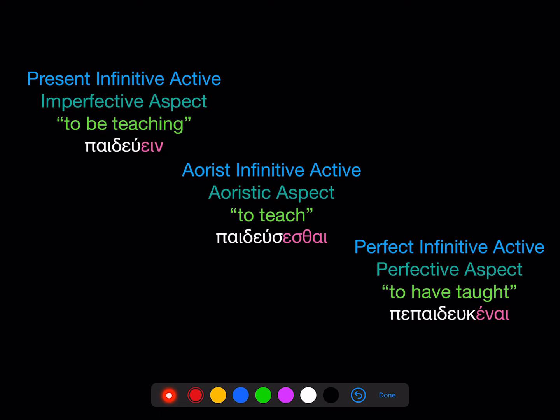All right, let's compare three of the infinitives that we know. First, the present infinitive active, which always has imperfective aspect. So we'll translate it to be teaching, paideuein. The aorist infinitive active, which has aoristic aspect, we'll translate it to teach. And so paideusai, which has no augment, remember, because aorist infinitives and aorist imperatives don't have past time, they just have aoristic aspect. And finally, the perfect infinitive active, which has perfective aspect, to have taught, pepaideukenai.